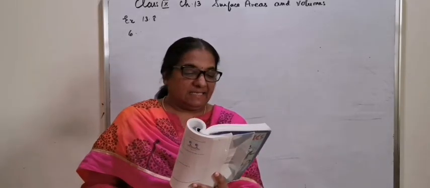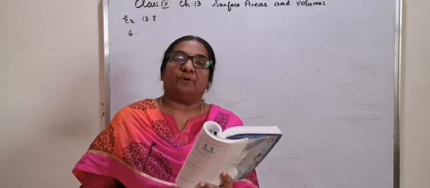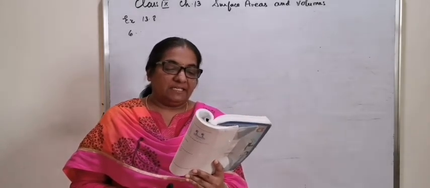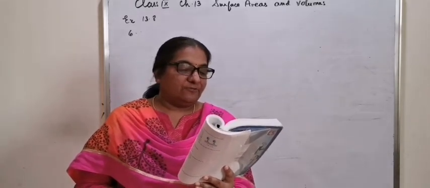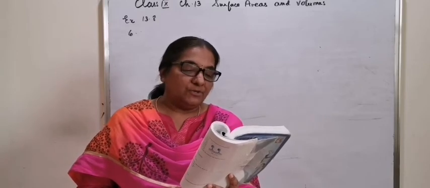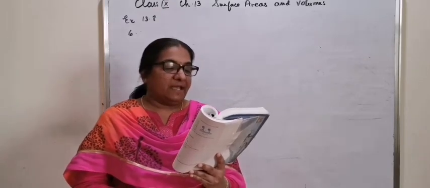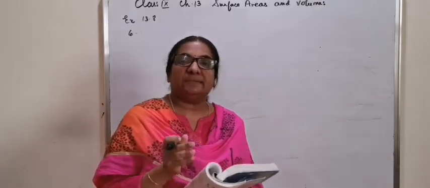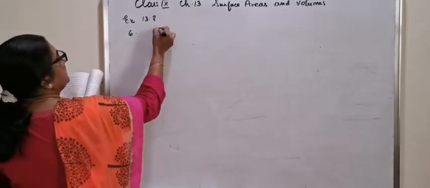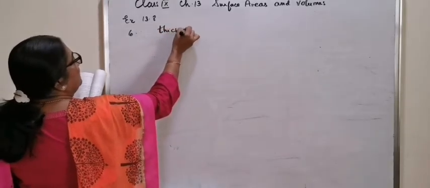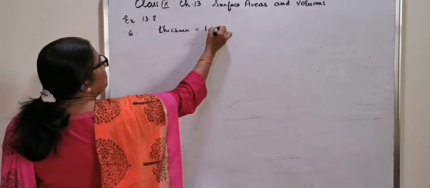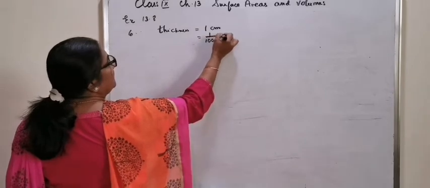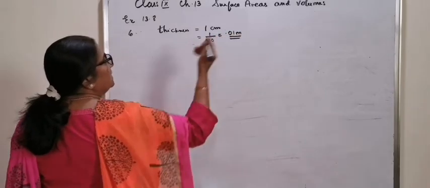Question number 6. A hemispherical tank is made up of an iron sheet 1 centimeter thick. If the inner radius is 1 meter, find the volume of iron used to make the tank. The thickness of the iron sheet is given as 1 centimeter, which can be converted into meters as 1 by 100, which is equal to 0.01 meter.